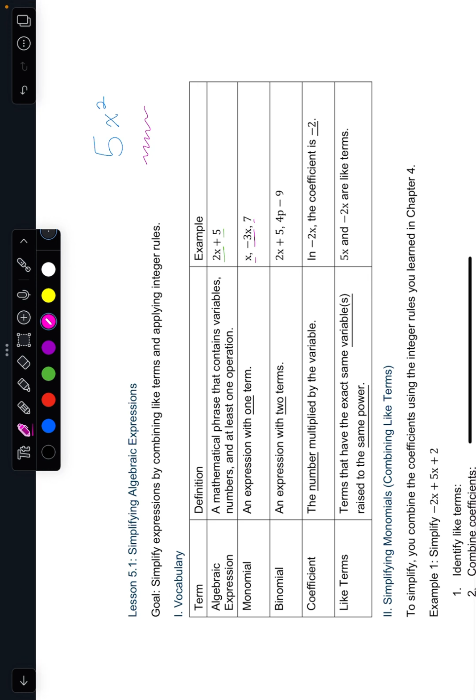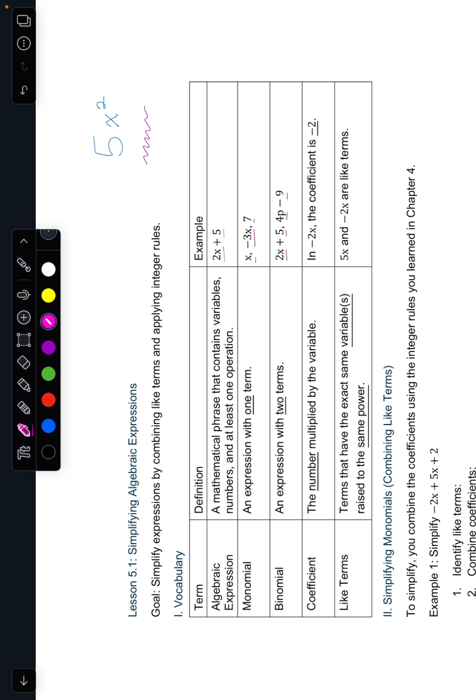A binomial is an expression with two terms. So that first example when we talked about algebraic expression, that example itself was a binomial. So 2x plus 5 is a binomial because it has two terms, just as 4p minus 9 is a binomial, as it also has two terms.